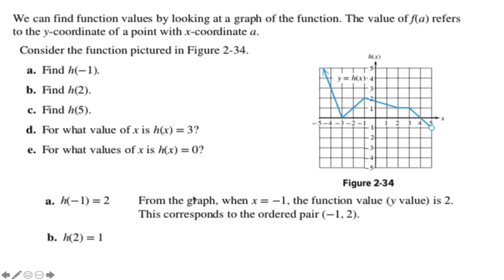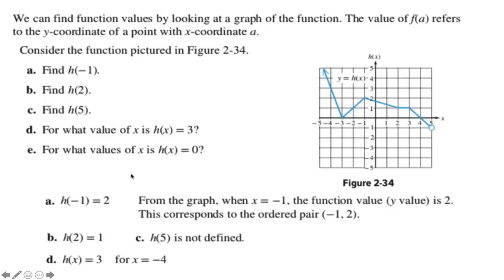h of 2, same thing. That means the input is 2, and the output, based on the picture here, is 1. So h of 2 is 1. How about h of 5? Again, look at 5. Here's 5. The output here is an open circle. That means that there's no output. So h of 5 is undefined. h of 5 is not defined.